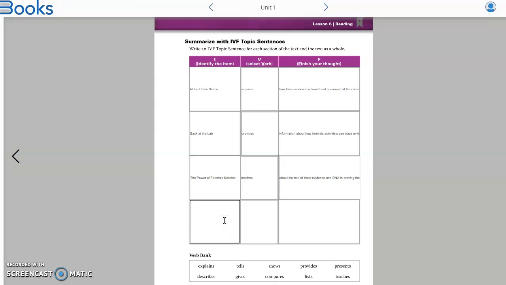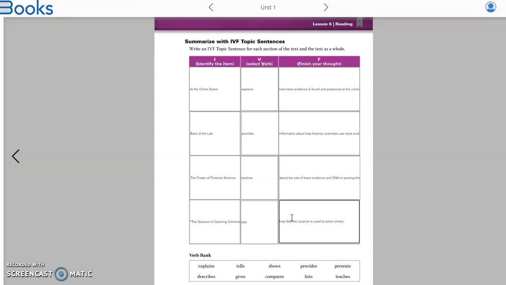And the last one, the last heading is the science of catching criminals, and I'm picking another verb, tells how forensic science is used to solve crimes. Okay, and that's it.